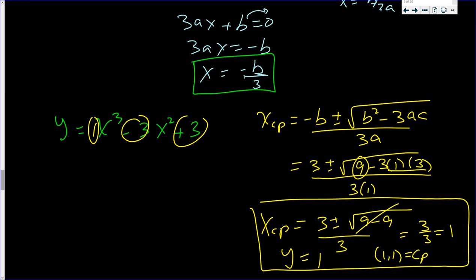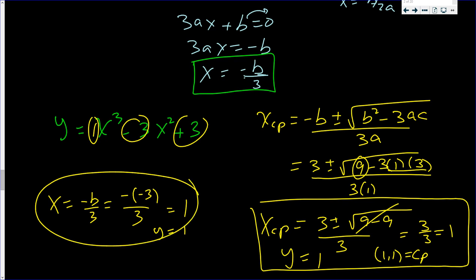Now, x is equal to negative b over 3. Well, negative b is negative negative 3 over 3. Well, that's 1 again. So when x is 1, y is also 1.